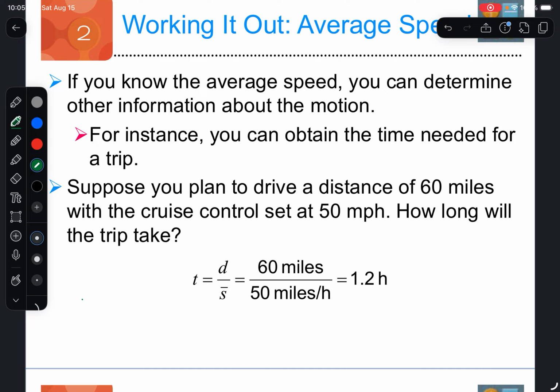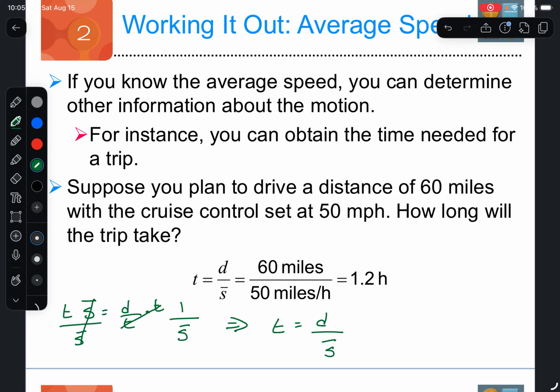So I have speed equals distance over time. I'm going to multiply both sides by t. T's cancel. And now I want to divide by average speed. Average speed cancels. So what I'm left with is time equals distance over average speed. Okay? So I fill in the numbers I'm given.